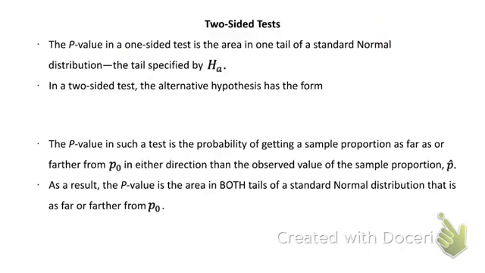Two-sided test. So our example from Monday was about a one-sided test. This one is going to be about a two-sided test. In a two-sided test, that's when your alternative hypothesis is that P does not equal the claimed value. So we don't know if it's bigger or smaller. We just think that it's different than what the claim is.